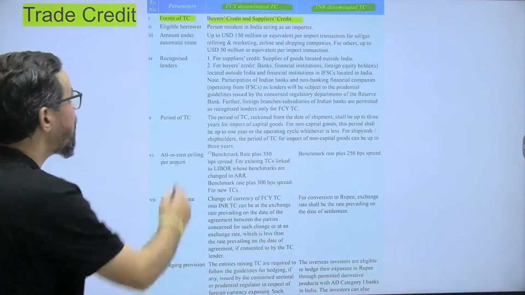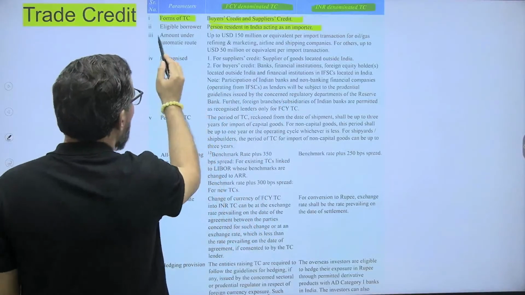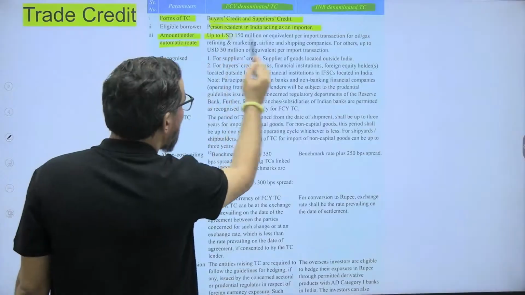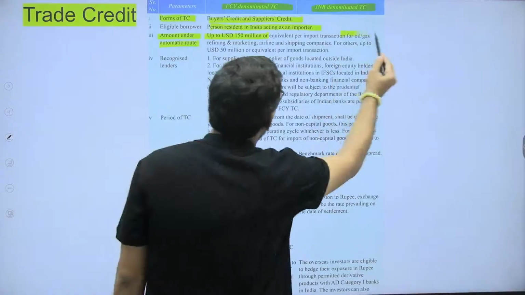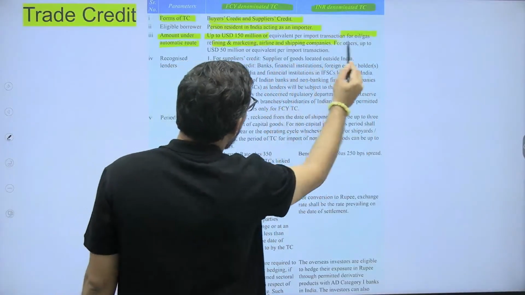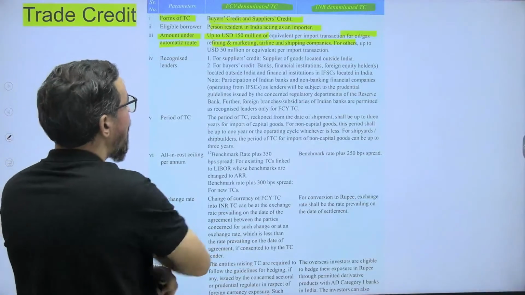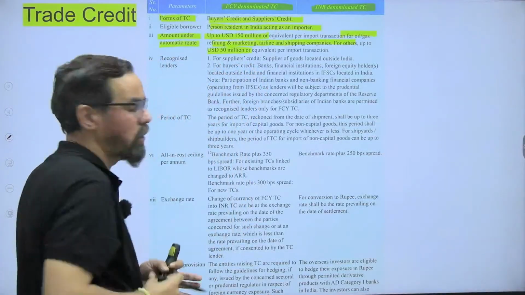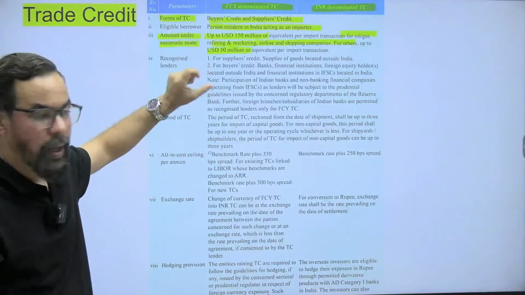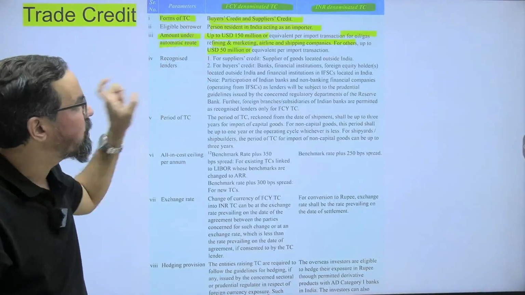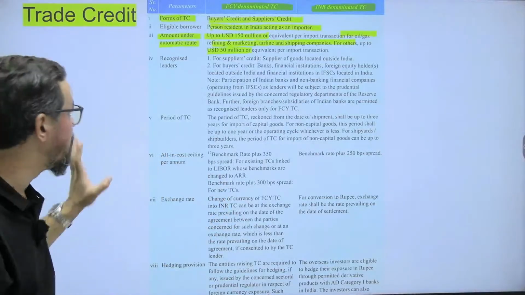Eligible borrowers: a person resident in India acting as an importer. The amount under the automatic route is up to 150 million US dollars per import for oil, gas, refining, marketing, shipping and airline companies. For others, it is up to 50 million US dollars or equivalent. In general it is 50 million US dollars trade credit limit, but for oil, gas, refining and marketing, airline and shipping companies, it is 150 million US dollars.